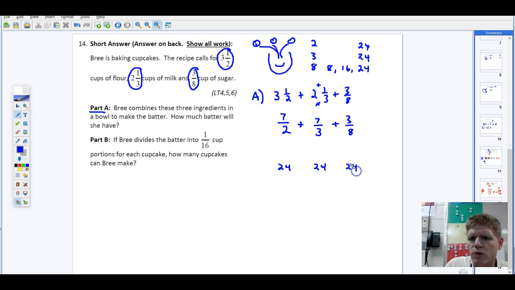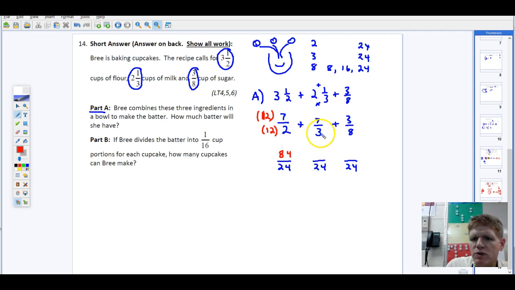We want a common denominator of 24. So we have to find what we would multiply 2 by to get 24. Well, we'd multiply that by 12. 2 times 12. So we'll have to multiply the top by 12. And 7 times 12 is going to be 84.